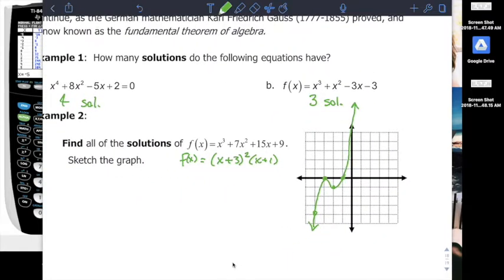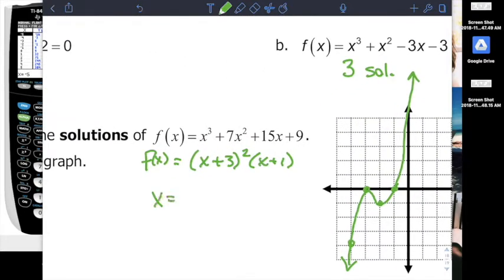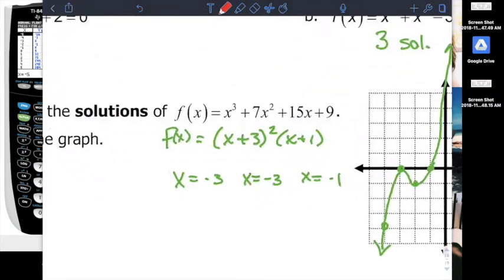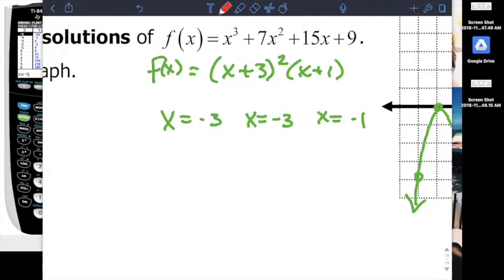We found those solutions there. If you want to write it down, you can say x equals -3, x equals -3, and x equals -1 right there. And those are your 3 solutions. If you want to do what we did on the previous lesson and verify using synthetic division, we can do that.